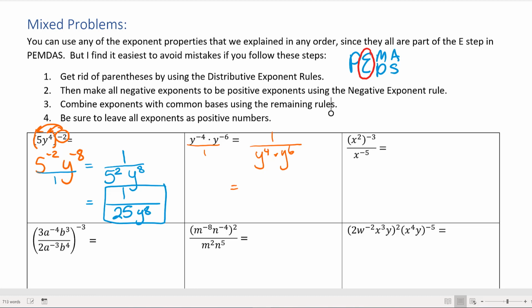Step 3 says combine anything with common bases. So we have 2 y's in the bottom. Because they're both on the same level, you're going to add their exponents. 2 bases with 2 exponents, that means add. And you're going to get y to the 10 in the denominator. Are all of my exponents positive? They sure are, so I am done.